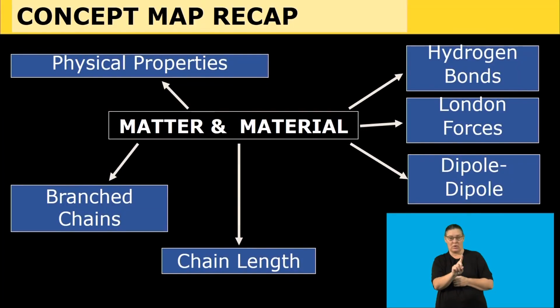Welcome back, learners. So in this lesson, remember, this is what we looked at under matter and material. We looked at the three types of the van der Waals forces. We looked at the chain length. We were comparing substances with regards to the chain length. We looked at the substances and compared them with regards to their branching and also how long they are in terms of the chain. And then we looked at the physical properties, how to compare substances with regards to the physical properties and the intermolecular forces that you find in each of these substances.